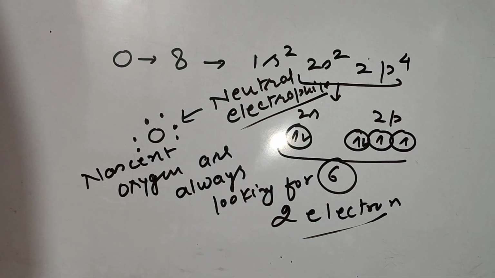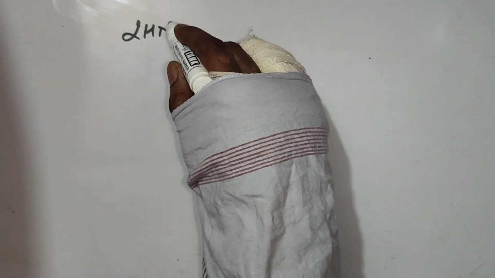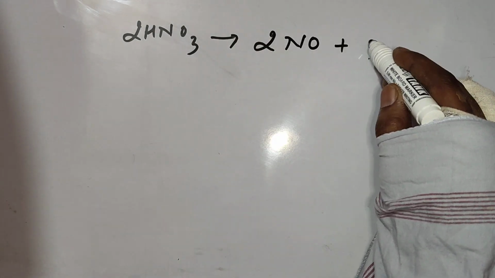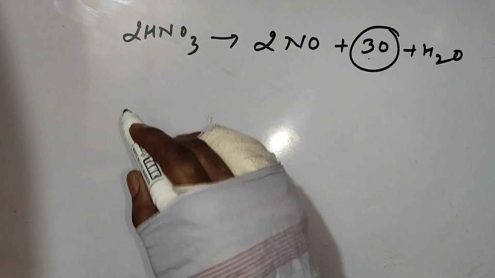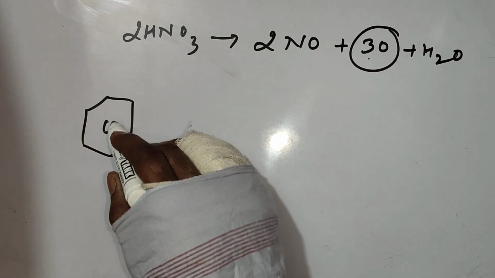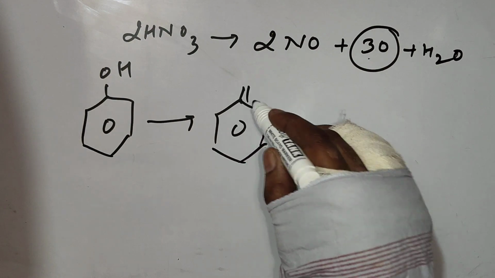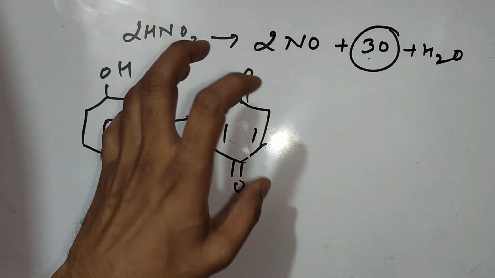So during the dilute nitric acid reaction, 3 nascent oxygens were generated. This reaction I have told you: dilute HNO3, 2 particles were creating 2 nitric oxide molecules, 3 nascent oxygens and H2O. So these 3 nascent oxygens are converting phenol into benzoquinone. This one. Let's check how.